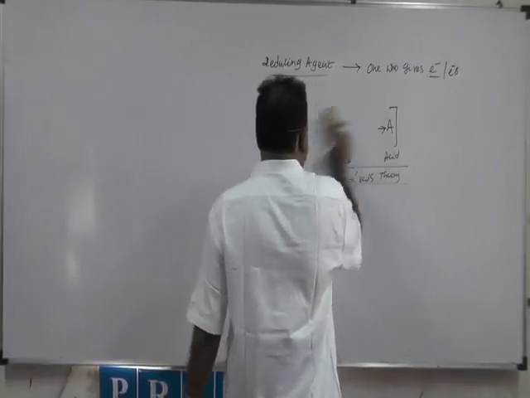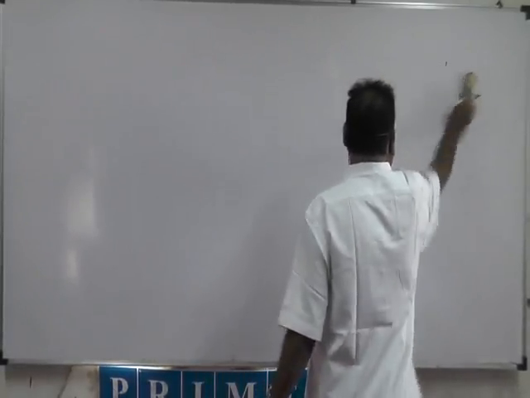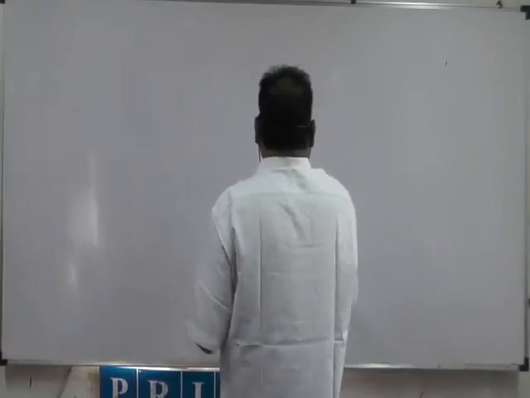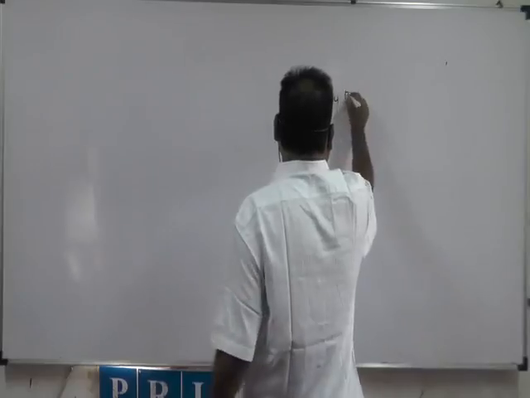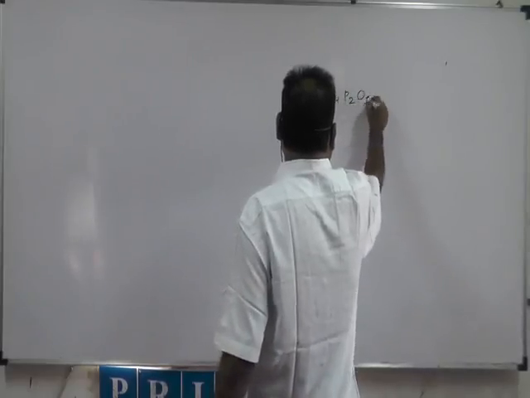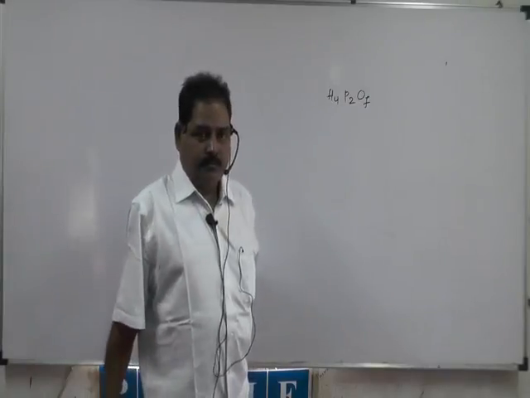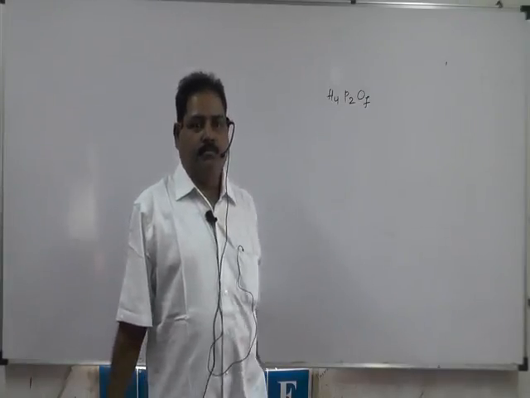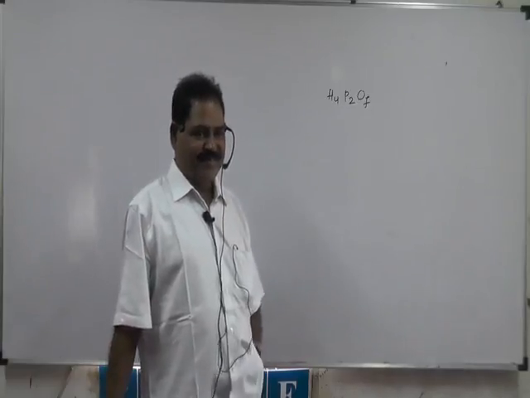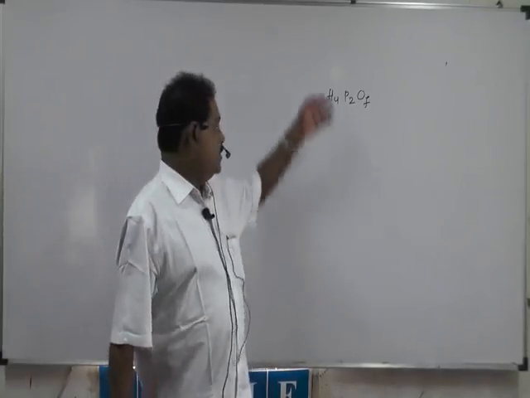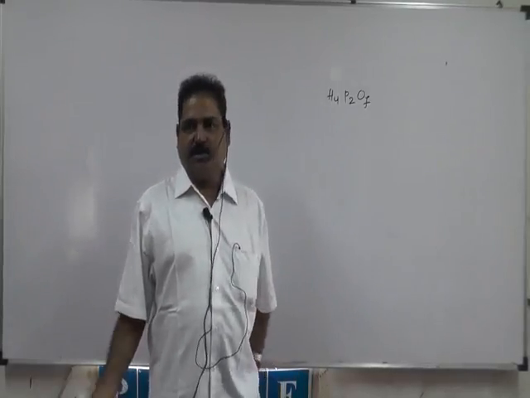Base donates a pair of electrons to acid. Now, H4P2O7, does it have a peroxy bond? How do you know? Structure? Peroxy hai ye karke pata chala to main structure draw kar sakta hun. Structure se peroxy kabhi nahi.